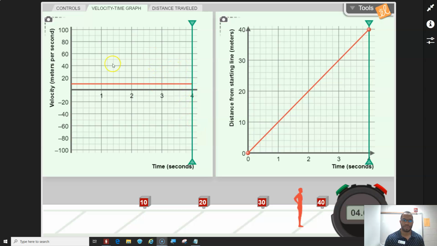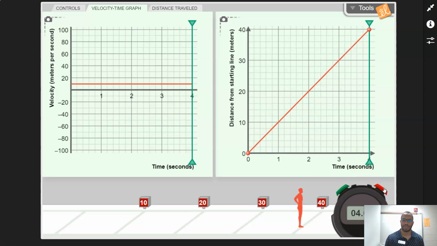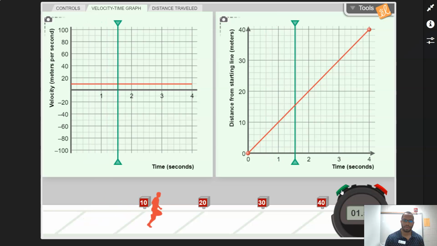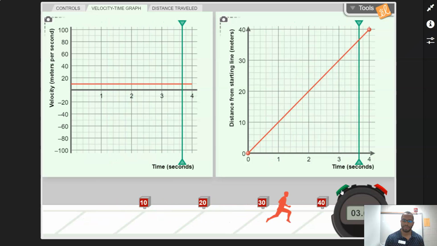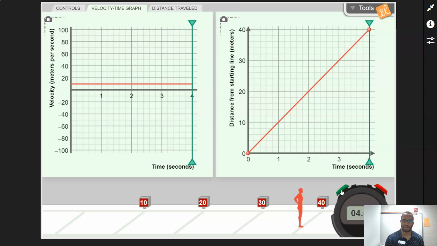So this graph that's shown on the left is our velocity and time graph. And the graph that's shown on the right is our position and time graph, or distance and time graph. This graph represents the same event. So let's take a look at that. Let's restart our timer. And let's click here. Notice the differences between these two graphs.